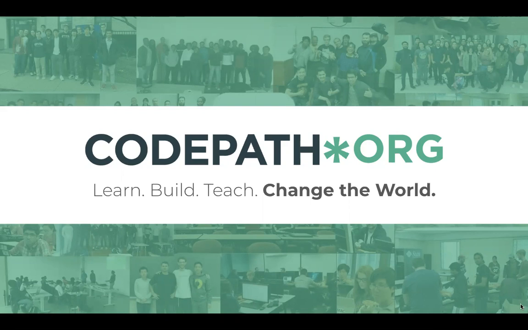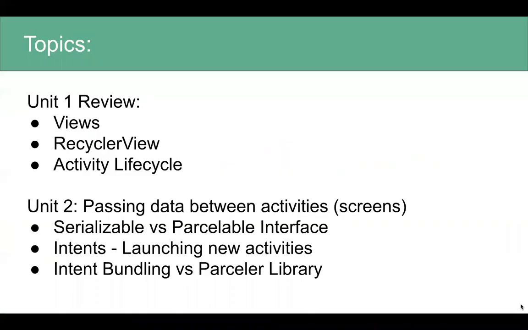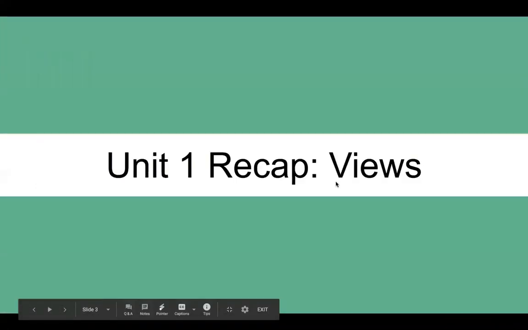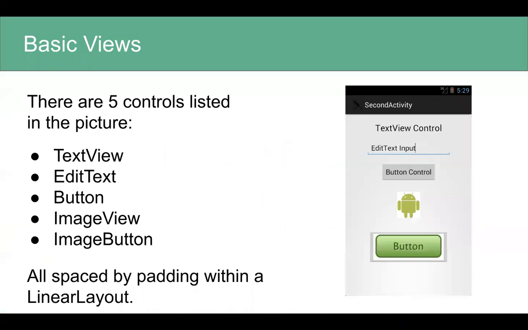The main topics which are going to be covered in this unit are intents and activity life cycles. Before we start with the new material, I'd like to go over the previous material, which would be a recap of views and recycler views. There are five basic views which you will be using almost throughout this course: text views, edit text, buttons, image views, and image buttons.